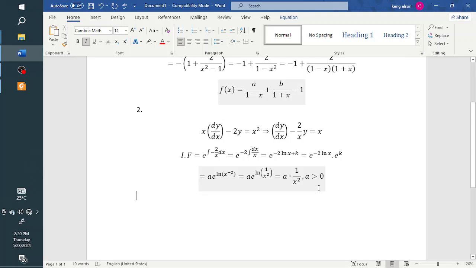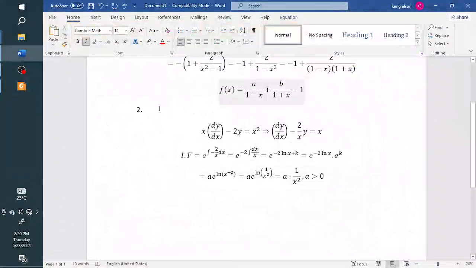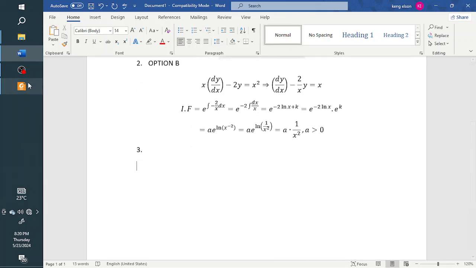I think that is it. So let's proceed to the next question. Okay, so which option are we taking? We are taking option B. So question 2 is option B. Now let's go to question 3.